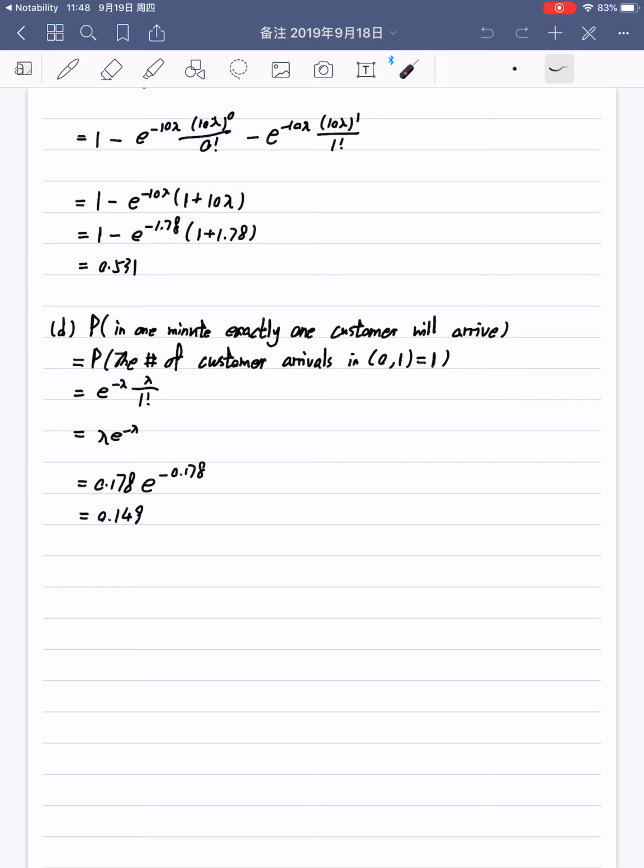Question D is to get the probability that in 1 minute exactly one customer will arrive. So it's to get the probability that the number of customer arrivals in 1 minute equal to 1. So apply t equals 1 and k equals 1. We can get lambda multiplied by e to the power of minus lambda. So the answer is 0.149.